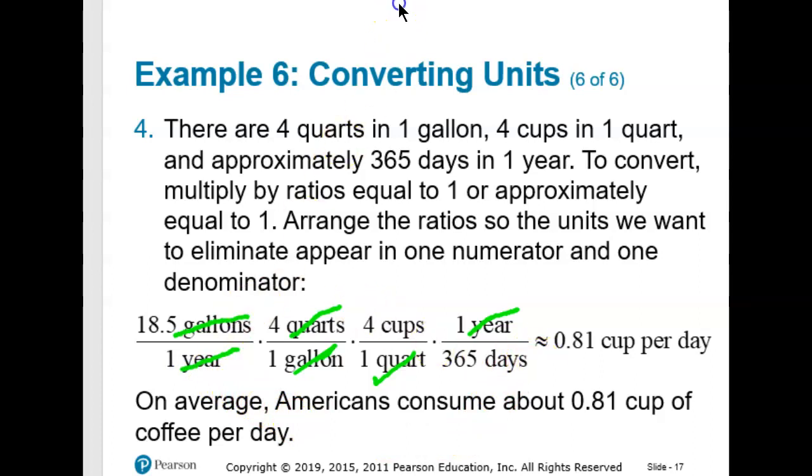So take and multiply. Multiply 18.5 times 4 times 4 times 1 and divide by 365, and you get approximately 0.81 cups per day. That is equivalent to 18.5 gallons per year. So just remember, the biggest thing is you always want to be able to cancel your units, 1 in the numerator, 1 in the denominator, until you end up with the units that you want.